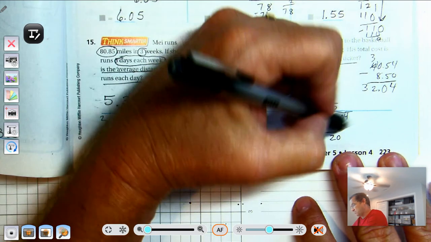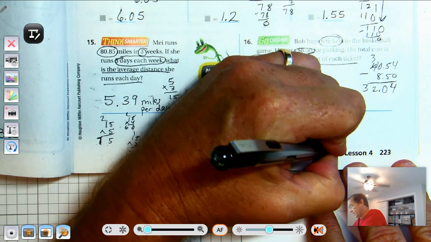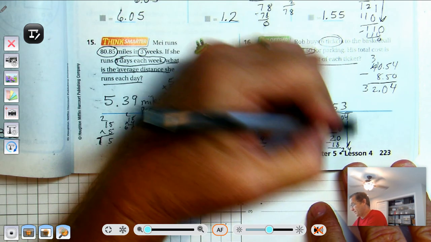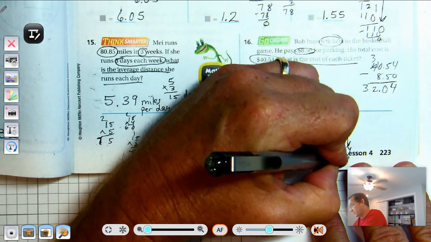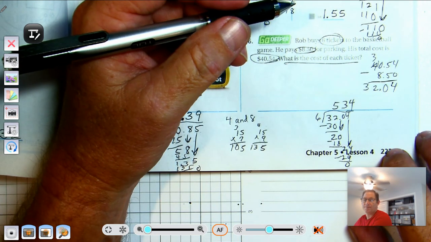20 divided by 6, 3. And 6 times 3 is 18. Subtract, we're left with 2. Bring down the 4. 24 divided by 6 is 4. 4 times 6 is 24. Subtract, we're left with 0. And there's no more numbers to bring down.